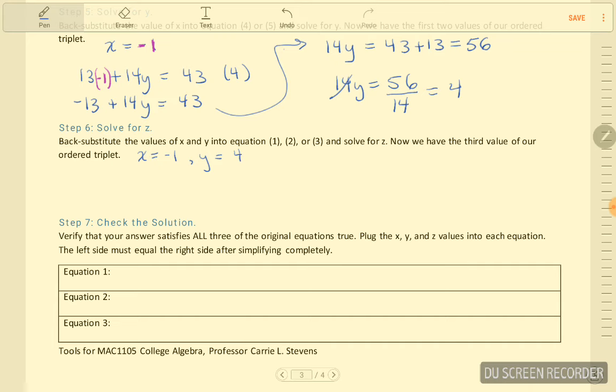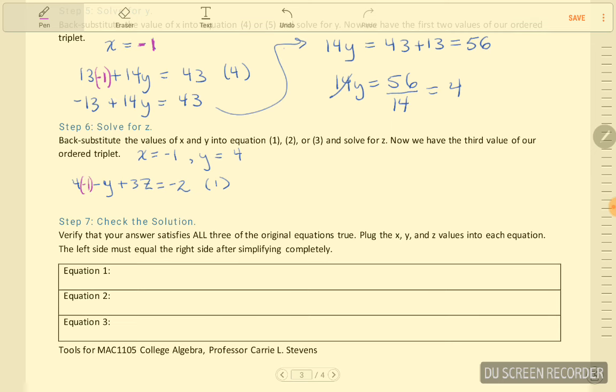So I'm going all the way back to the beginning now, and I'm just going to use equation 1 for convenience. No particular reason. I'm going to use 4x minus y plus 3z equals -2. It's the original first equation, and that was equation 1. And then I'm going to replace the x value with -1 and the y value with positive, whoopsie, that's not what I meant. I wanted to do that right here.